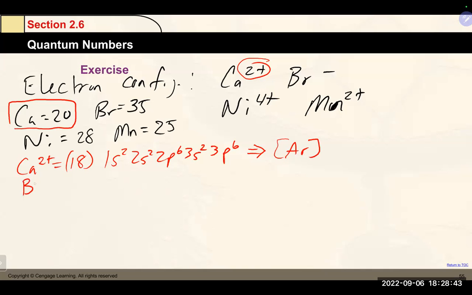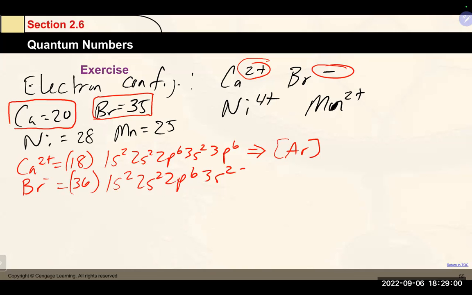Bromine here with no charge has 35. The -1 means it has gained an electron, which means it will actually end up at 36, which if you wrote it out would be 1s2, 2s2, 2p6, 3s2, 3p6, 4s2, a little 3d10 action, and maybe like a 4p6, which is the same as krypton in this case. Any questions on those two?